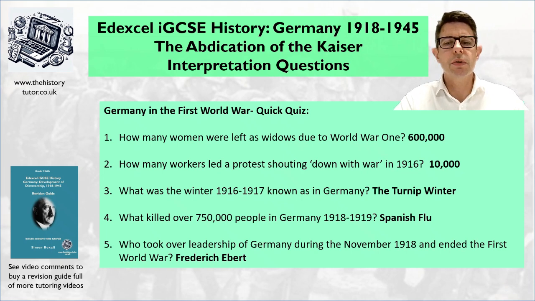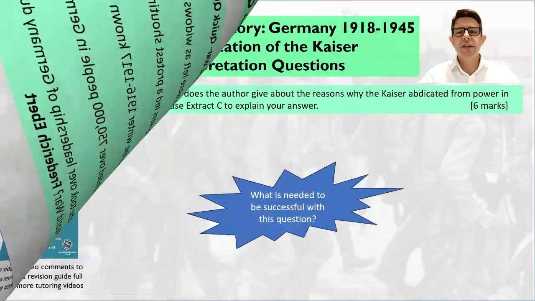Number 5, who took over leadership of Germany during the November 1918 revolutionary change, and then ended the First World War? So that was Friedrich Ebert. He was the head of the socialists in the Reichstag, fearing a revolution of the communists that were setting up Soviets across the major cities. They asked the Kaiser to abdicate. They took power to try and stop a potential communist revolution, and they ended the war to stop the problems Germany was facing. Okay, so let's look at the question now then.